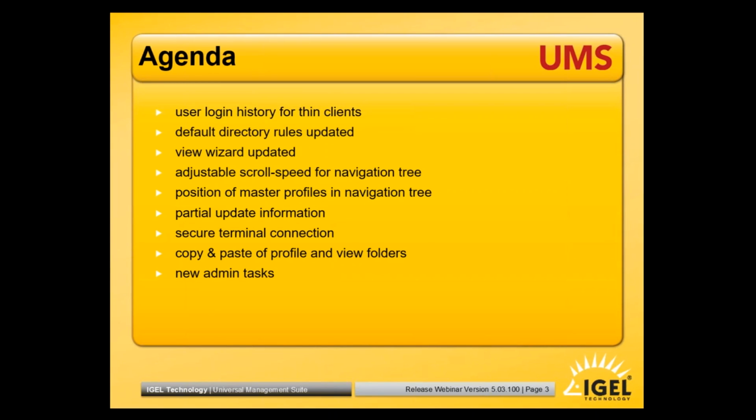The possibility to see the installed partial updates on a thin client, on a Windows device, or in UMA. And also a new feature, a secure terminal connection. What do I have to do to activate it? And of course, some new admin tasks.